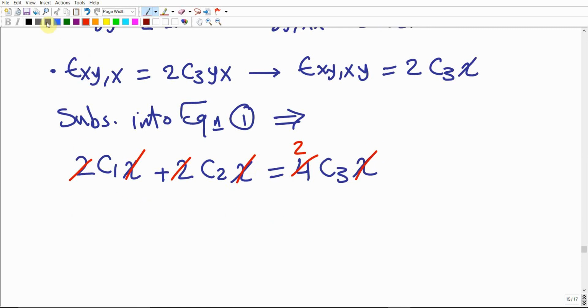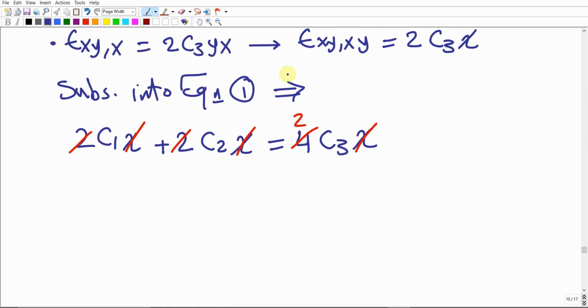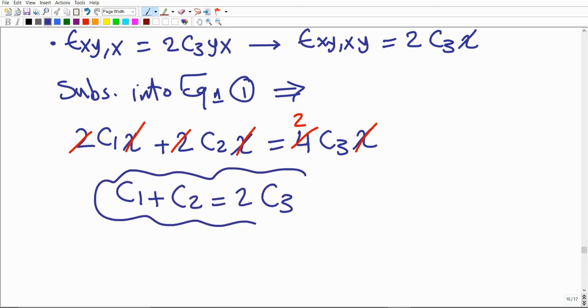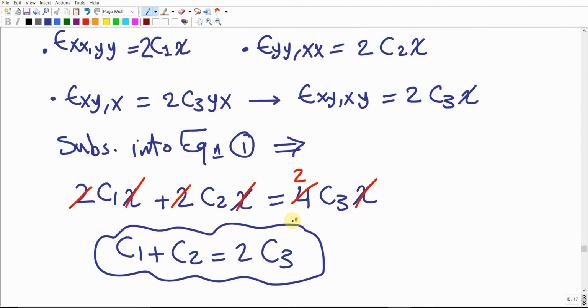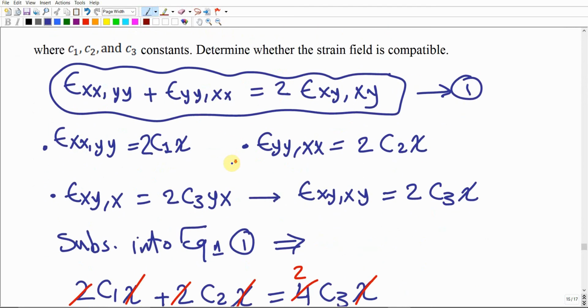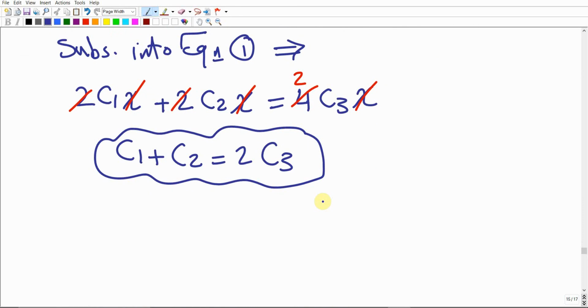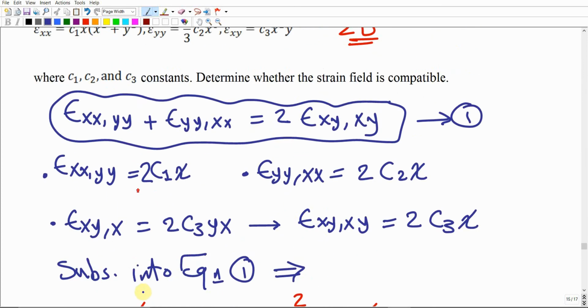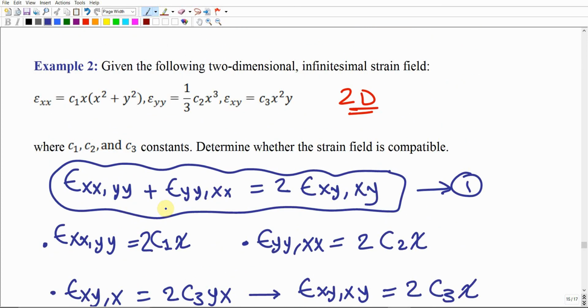So we're going to end up that this strain field is compatible under this condition. What is this condition? That C1 plus C2 should equal the double of C3. It means that if these constants within the strain field do not satisfy this equation, this strain field will not be compatible. This is the condition of the compatibility. This is the relation of the constants to each other to have this strain field compatible. Make sense?